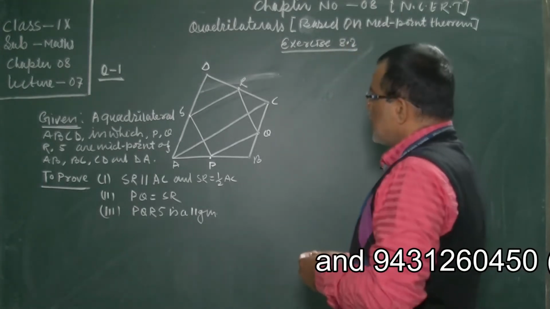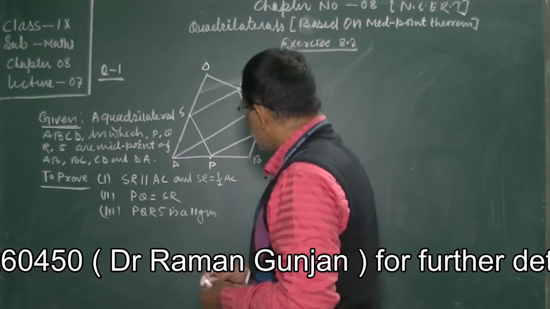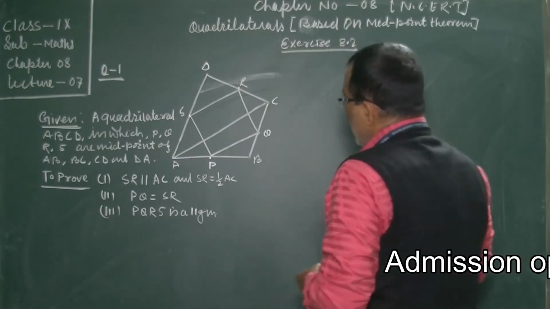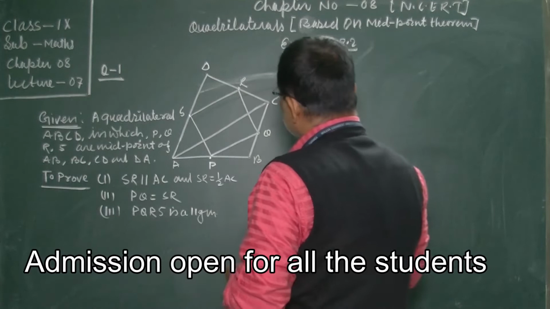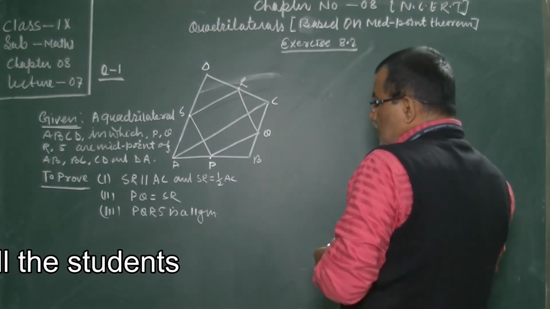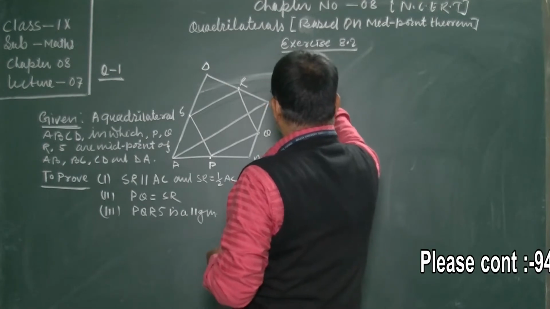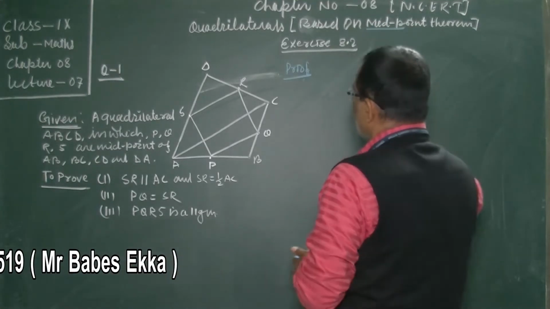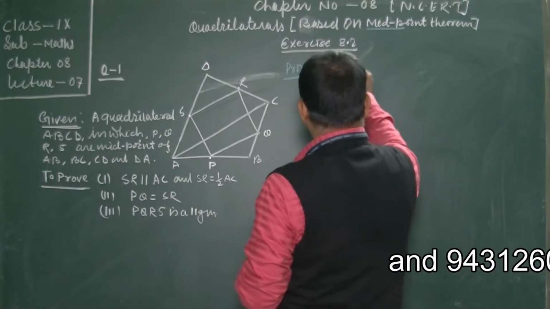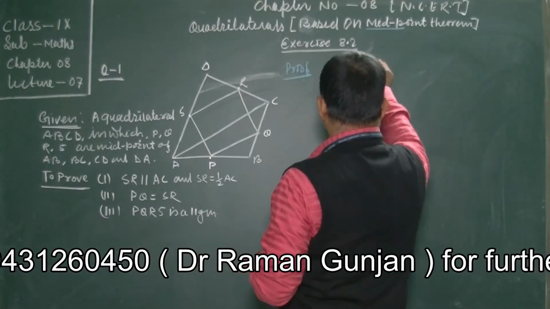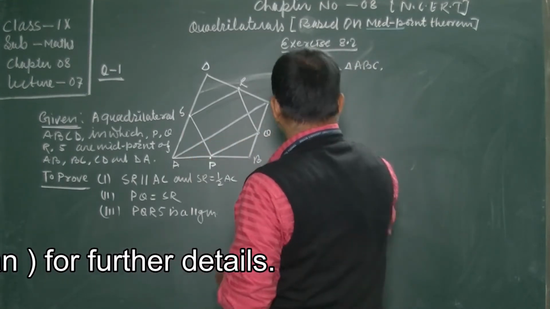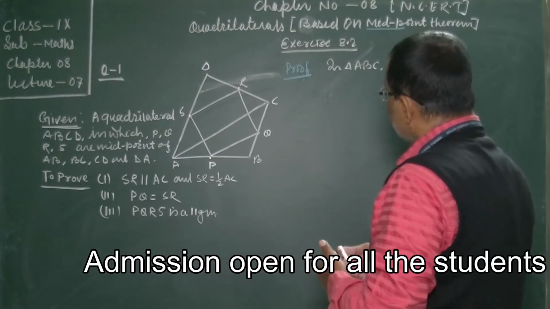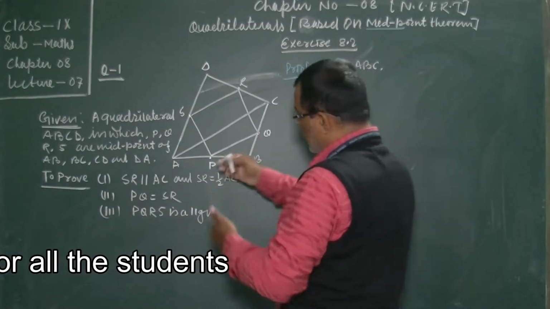Here it is given that P and Q are midpoints of the sides AB and BC, and S and R are midpoints of AD and DC. We just have to prove using the midpoint theorem, as I have written earlier. Proof. At first we will take triangle ABC, because we proved in the previous class that the midpoint theorem is applicable in a triangle. Therefore first we have to take triangle ABC.